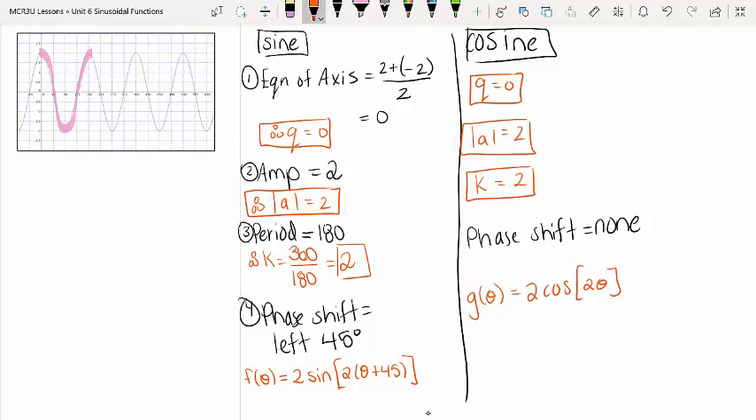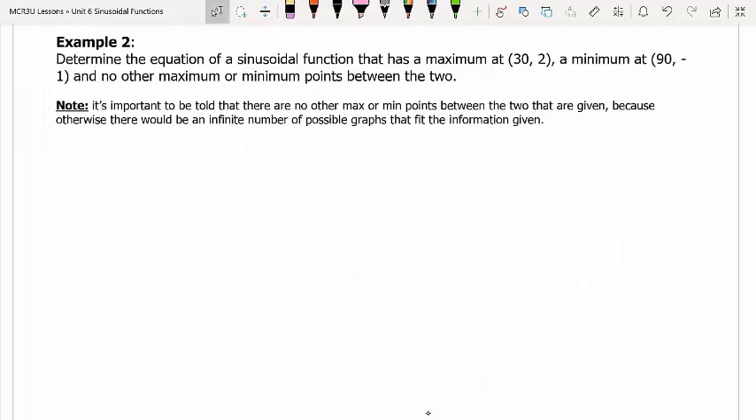And there it is. Okay, so we've now learned how to come up with the equation from a graph, but how do we come up with the equation from a word problem? Determine the equation of a sinusoidal function that has a maximum at (30, 2), a minimum at (90, -1), and there's no other maximum or minimum points between the two. Okay, so that last statement just makes it clear that this is indeed a sinusoidal function.